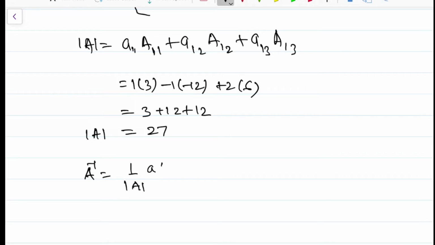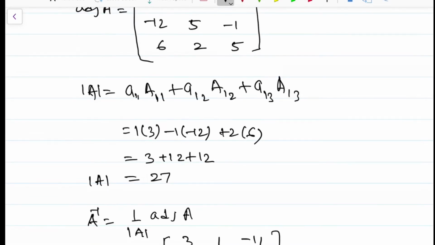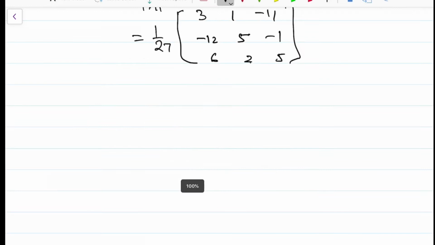So A inverse is equal to 1 by the determinant of A into the adjoint of A. That is 1 by 27 of the adjoint, and the adjoint was [3, 1, -11; -12, 5, -1; 6, 2, 5]. This is the inverse of A if you have to find it.